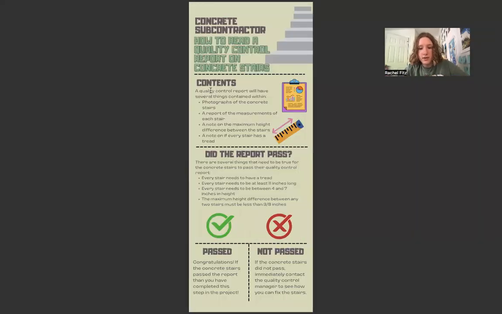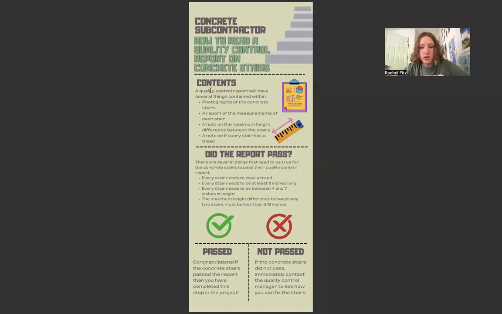My second infographic is here. The intended audience is the concrete subcontractors. So they're the people who actually poured the concrete stairs. Like Whiting Turner hired them to do the work. They poured the stairs. Then we do the quality control report on these stairs. They receive this quality control report once. So once the field engineer gives it to the quality control manager, the quality control manager will then send it over to the concrete subcontractors.